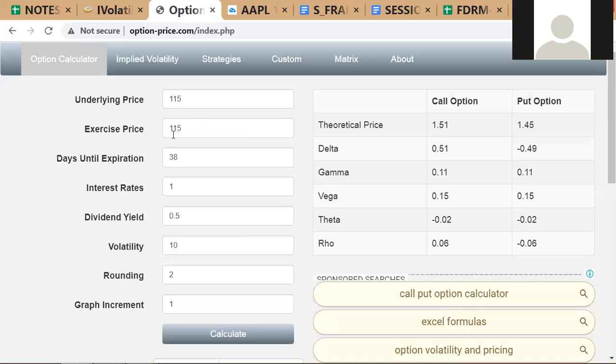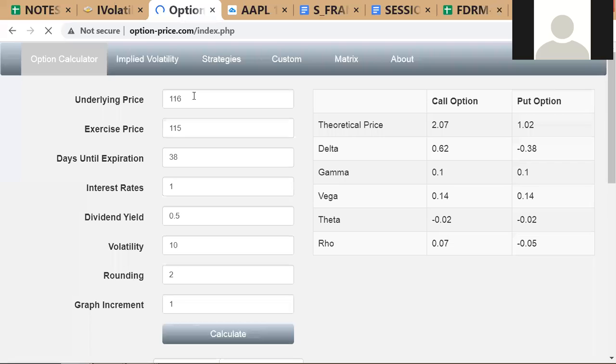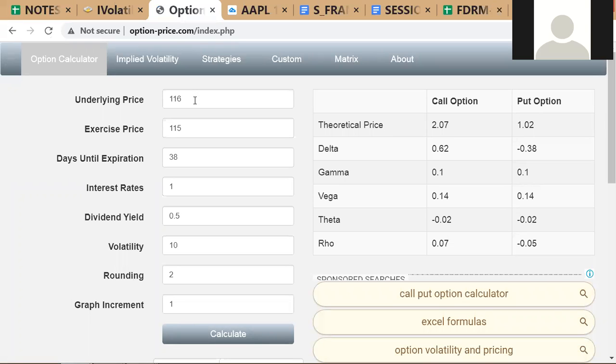All right. Now let's see what happens if this goes up to 116. So 1.51 is my price right now. If it goes up to 116, you see this goes to 2.07. Out of which there's intrinsic value of 1. See, it is a 115 call and the price is 116, so the intrinsic value is $1. So you went from 1.51 to 2.07.